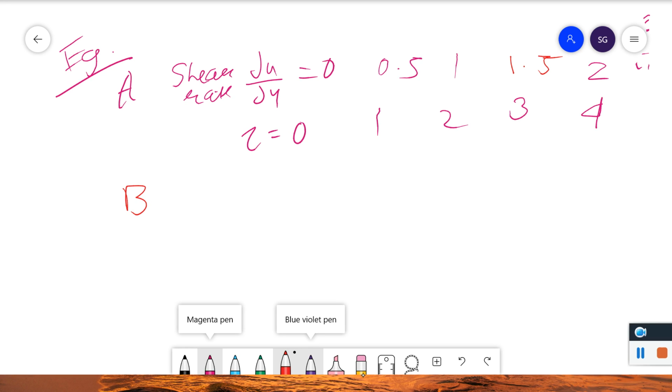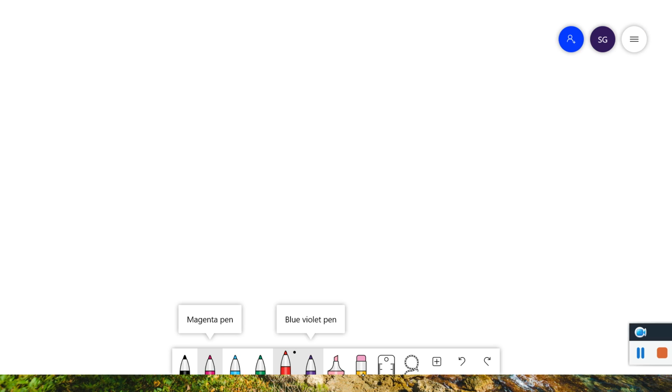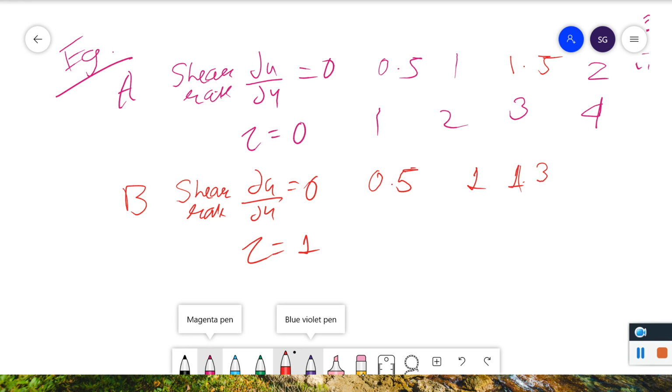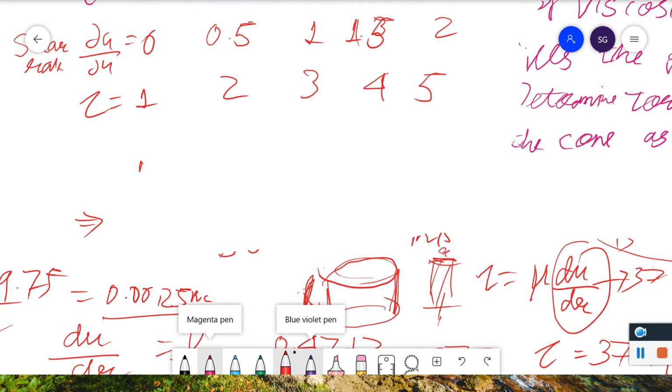Second example, B, where shear rate del u by del y is equal to 0, tau is equal to 1 and values are 0.5, 1, 1.5, 2 and 2, 3, 4, 5. This is the B liquid. I don't know why it is not clearing the canvas today.